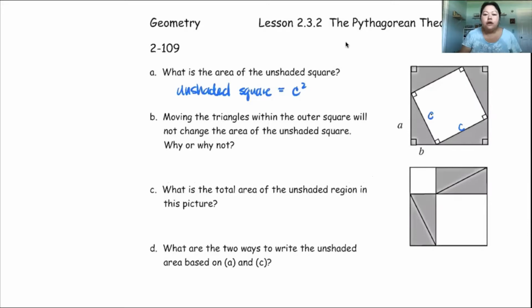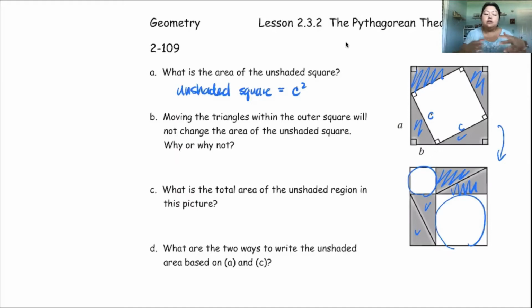So it says moving the triangles within the outer square will not change the area of the unshaded square. Why or why not? What happened in the next picture is they took this triangle and moved it around here, and took another triangle to match it up here, right? And then took these two and matched them up into a rectangle. So even though our white area, our unshaded square, now looks smaller, it only looks smaller because it got broken up into this little square and this little square. If you were to calculate it, it's still the same.